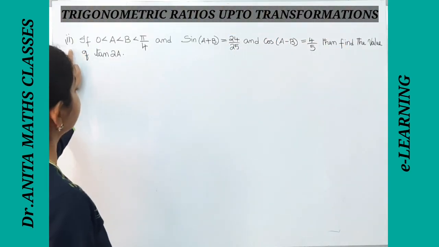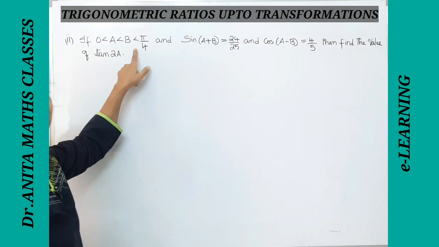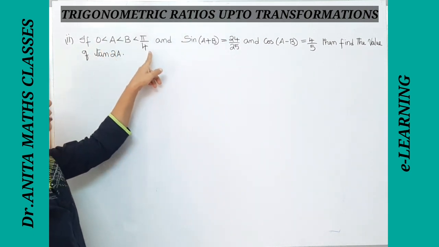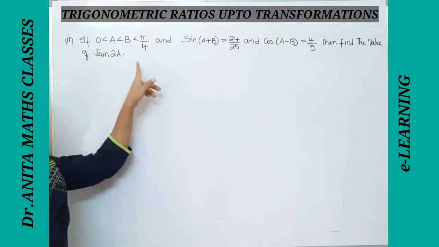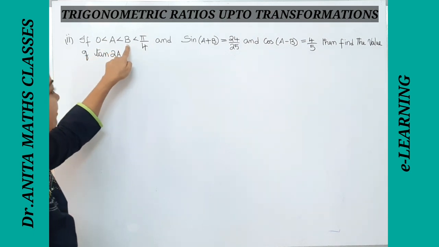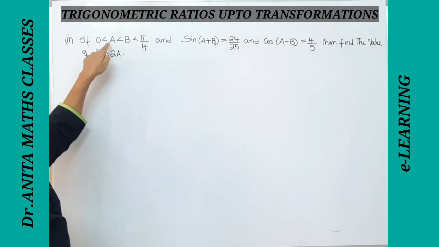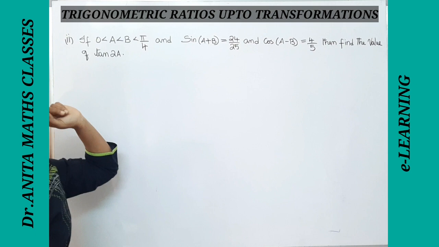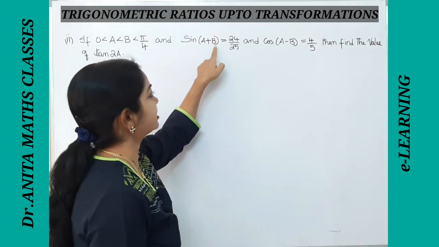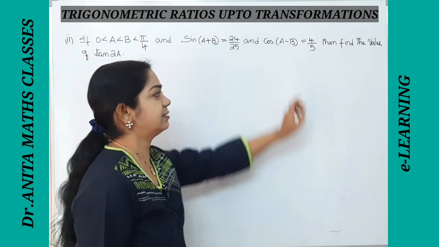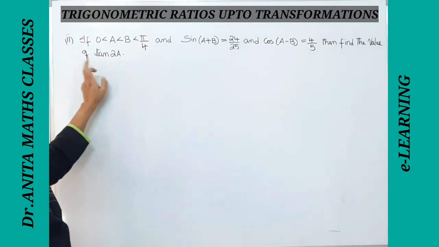Here, given the second one, A and B values lie between 0 and pi by 4. Here, we can see that B value is greater than A. That means here A is less than B. And also sin of A plus B is given, and cos of A minus B is given. Find the value of tan 2A.